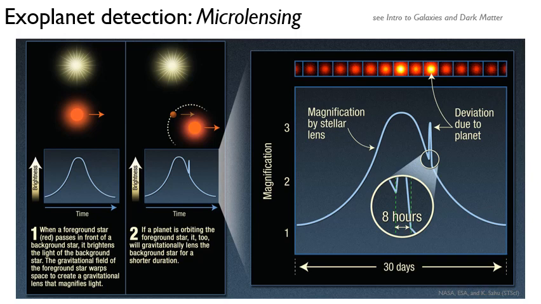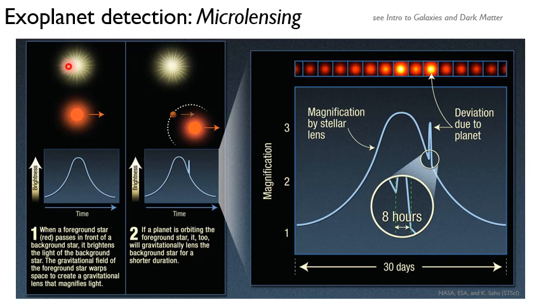So we talked about gravitational lensing in the galaxies and dark matter lecture, and this is the same thing. Now what you have in this case is some distant star. We're looking at its light. Its light can be gravitationally lensed by a nearby star. And when the exoplanet is located at a certain position with respect to its host star, that will change how the light from the background star is lensed.